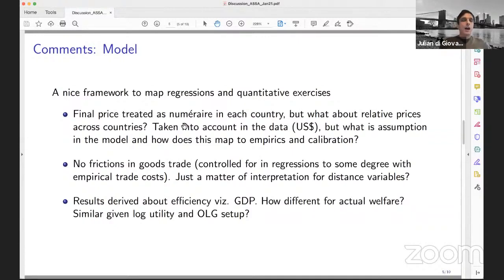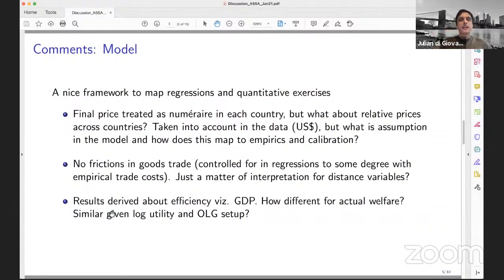This is a session on trade, so maybe it's a bit of a cheap shot, but there are no frictions in goods trade. They do control for it in their regressions to some degree with empirical measures of trade costs, but just in terms of interpretation of the distance variables, this might not be just capturing frictions vis-a-vis capital flows, but also the trade that goes with this. Okay, so again, there are famous papers by, for example, Obstfeld and Rogoff, like the trade puzzle paper. It's more for context.